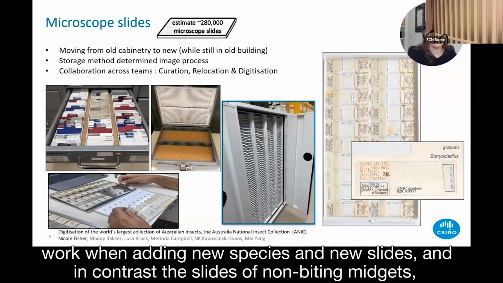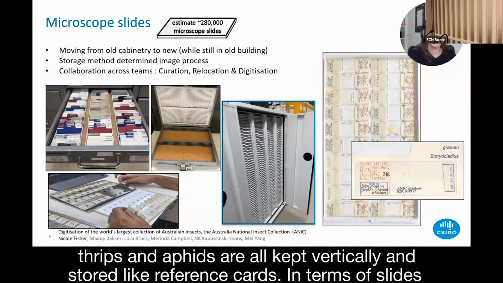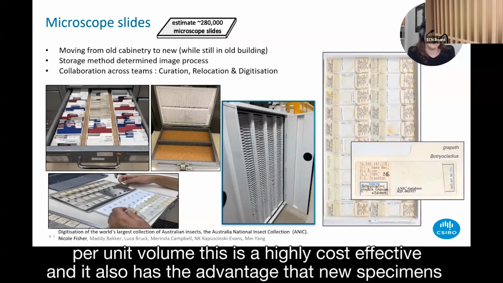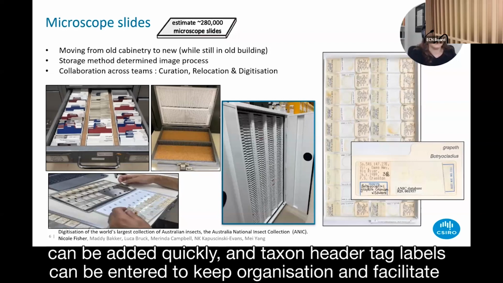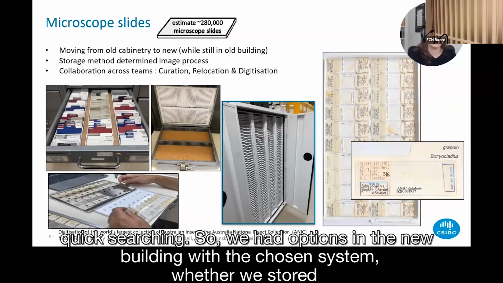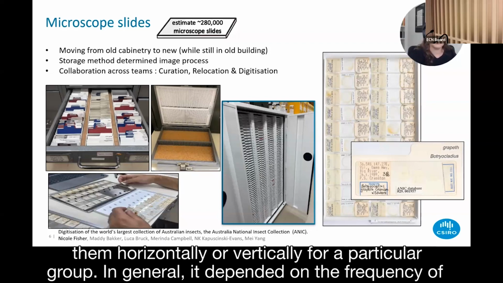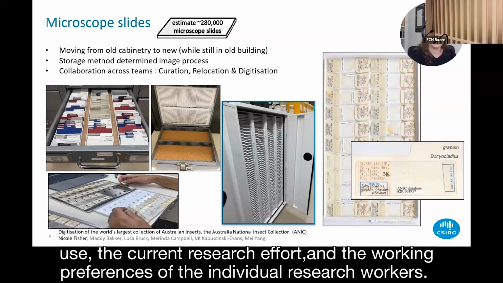And in contrast, the slides of non-biting midges, thrips and aphids are all kept vertically and stored like reference cards. In terms of slides per unit volume, this is highly cost-effective and it also has the advantage that new specimens can be added quickly and taxon header tag labels can be entered to keep organisation and facilitate quick searching. So we had options in the new building with the chosen system, whether we stored them horizontally or vertically for a particular group. In general, it depended on the frequency of use, the current research effort, and the working preferences of the individual research workers.